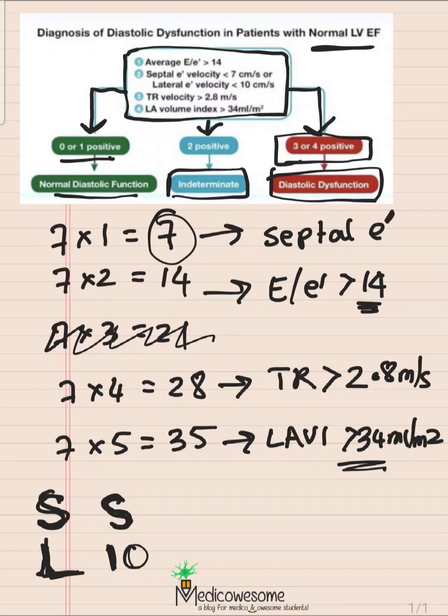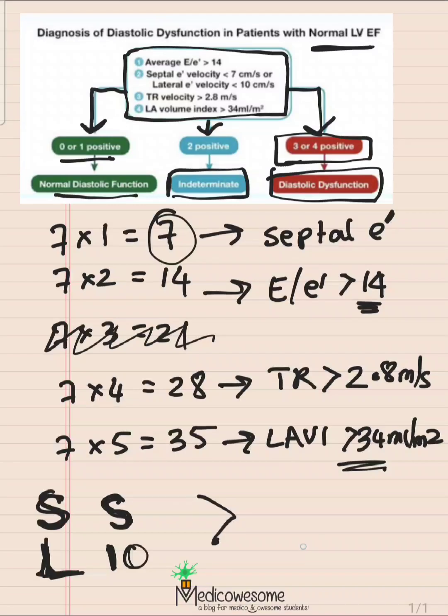Another thing that confused me a lot was, is it greater than or less than? So all of the criteria are greater than. So if it's E over E prime is greater than 14, TR velocity greater than 2.8, and LA volume index greater than 34 milliliters per meter squared.